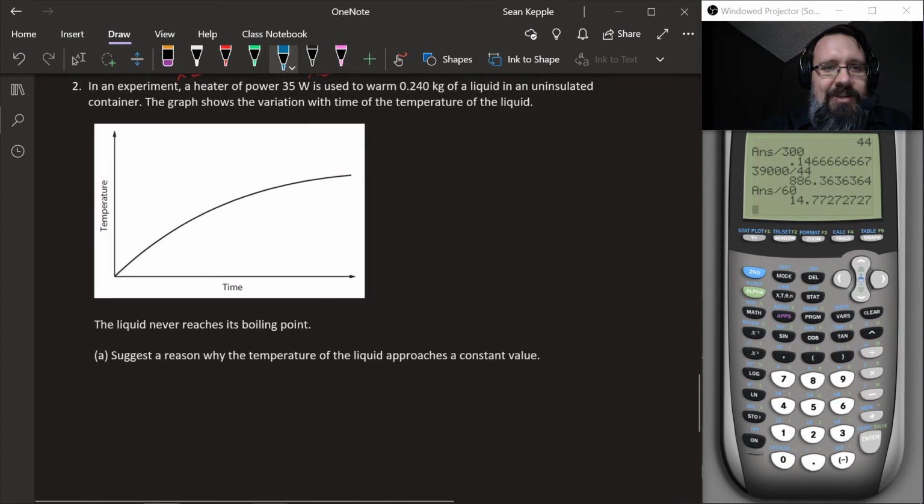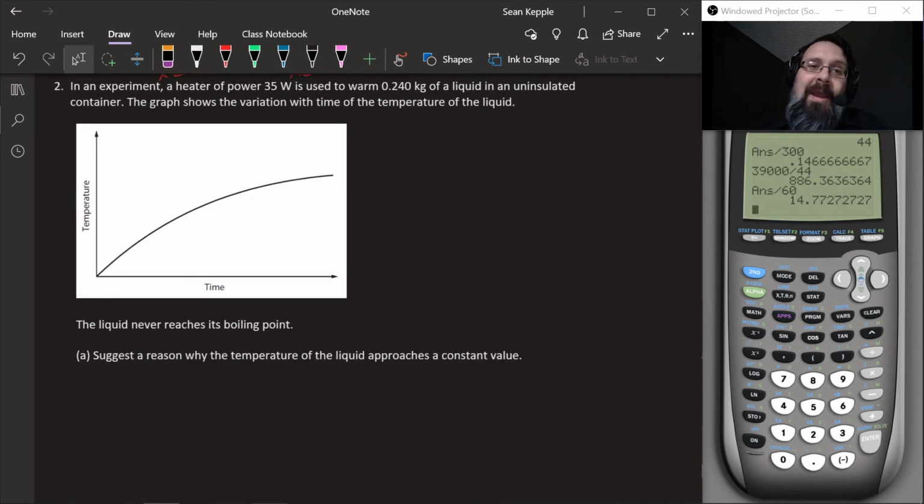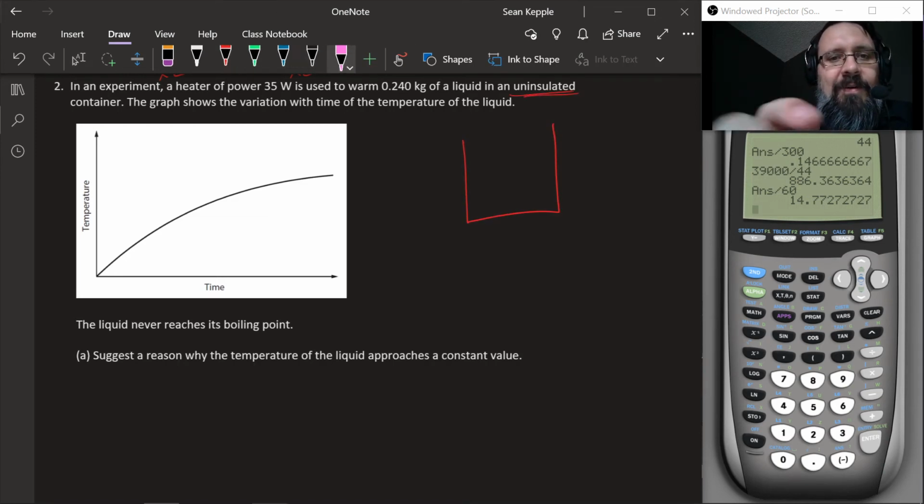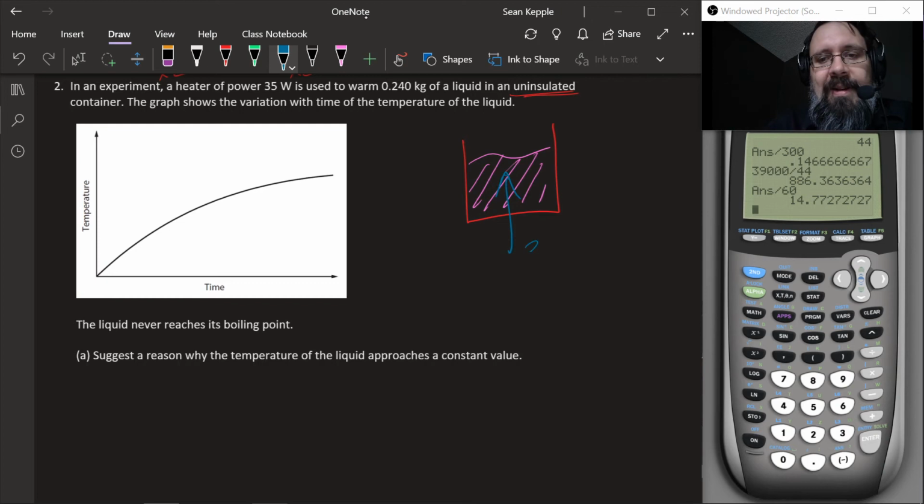Okay, this is the last question, and then I'm done. In an experiment, a heater of power 35 watts is used to warm 0.240 kilograms of a liquid in an uninsulated container. It's very important that it's not insulated. So we've got this container, filled with this mystery liquid, and we're dumping in 35 watts, but it's not insulated.